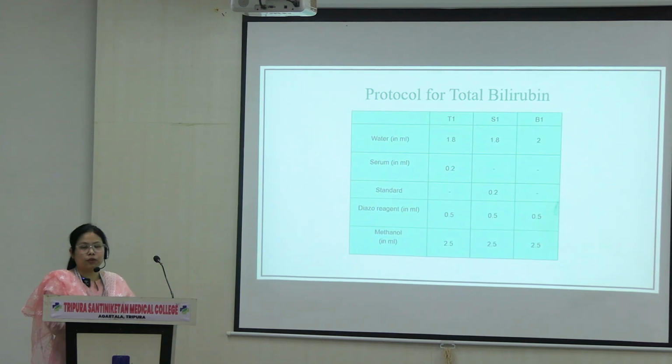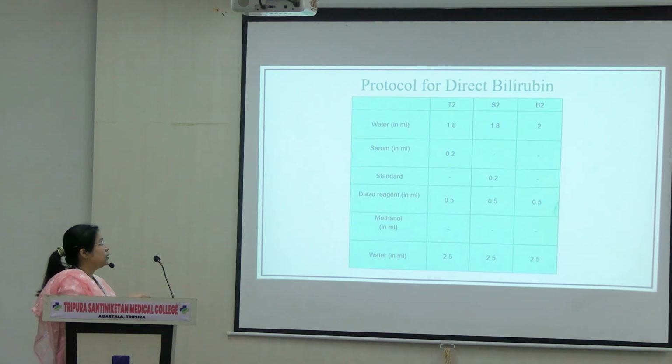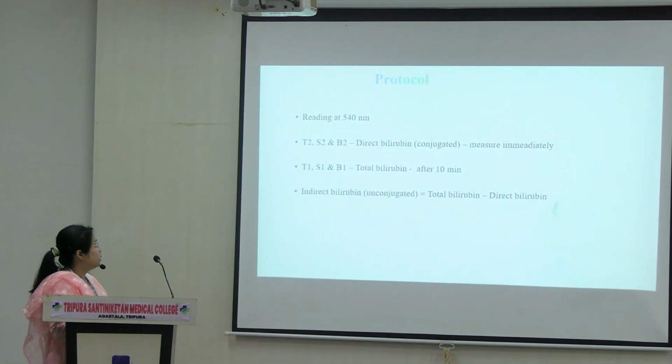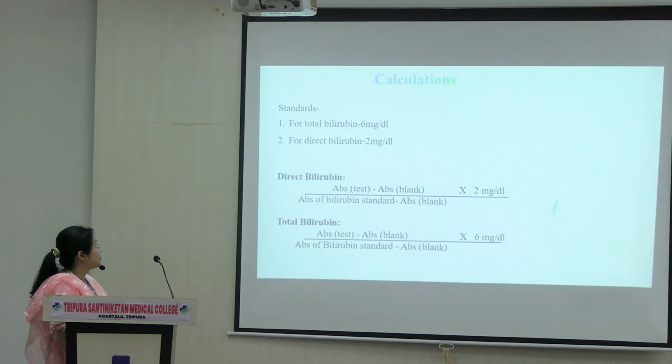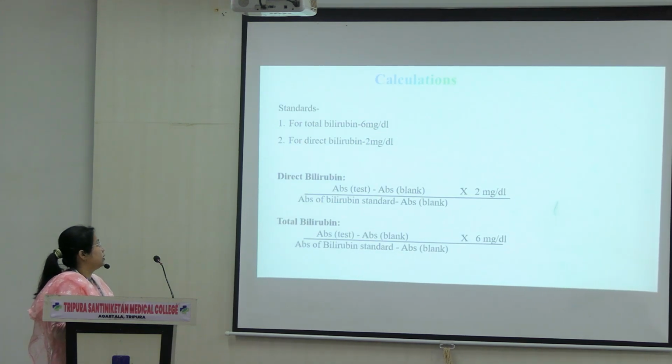You don't need to memorize this because if you need to do practicals, this will be given to you. It tells you how much to add where in the test, direct and indirect, and you measure this at 450 nanometers. This is the calculation part.